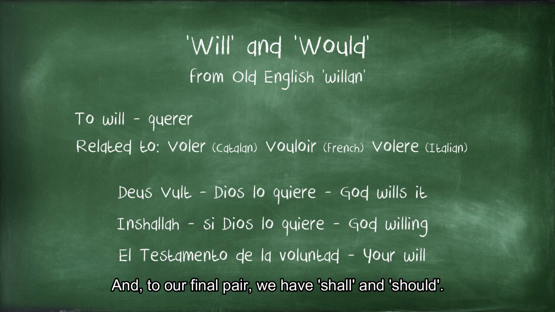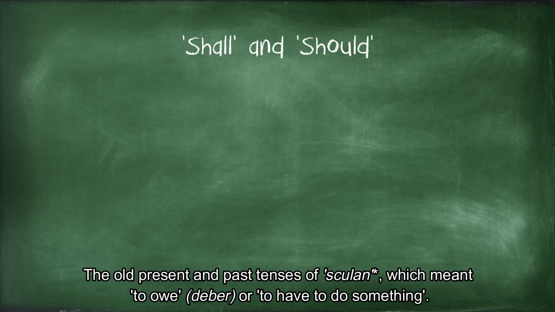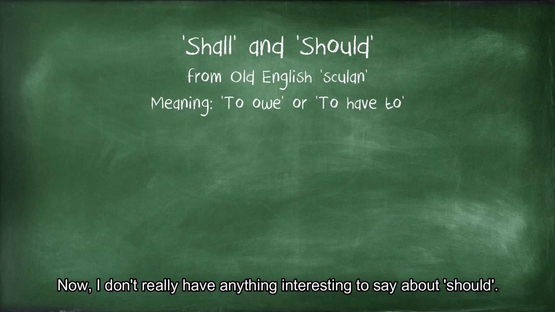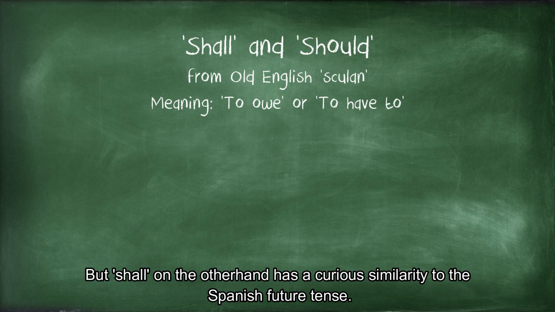And to our final pair, we have shall and should. The old present and past tense of shall, which meant to owe or to have to do something. Now, I don't really have anything interesting to say about should. It just means debería and, on occasion, debo or deberé. But shall, on the other hand, has a curious similarity to the Spanish future tense.